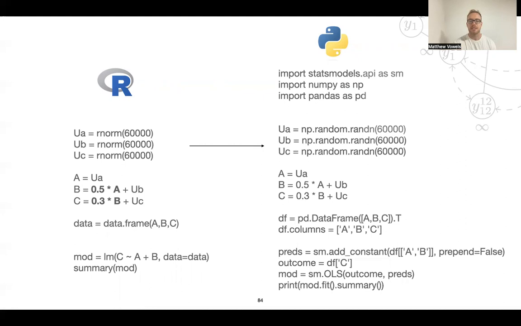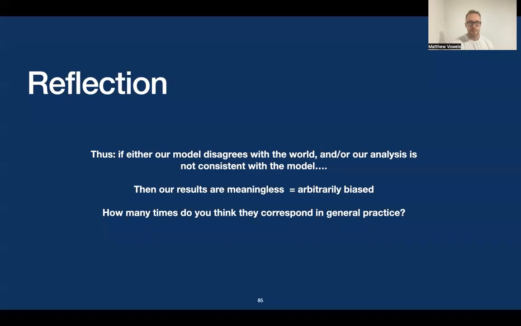But otherwise, the translation is all quite straightforward. These steps are practically identical, other than this is rnorm, and this is np.random.randn, but otherwise they are literally identical, and then we create the data frame and run the analysis. So if you're interested in this, spend some time and make sure you can do the translation. If you're using R rather than Python, have a go coding this up. If you're using Python, have a go coding this up, and make sure everything's running nicely for you.